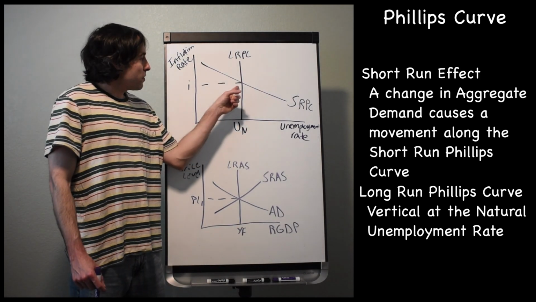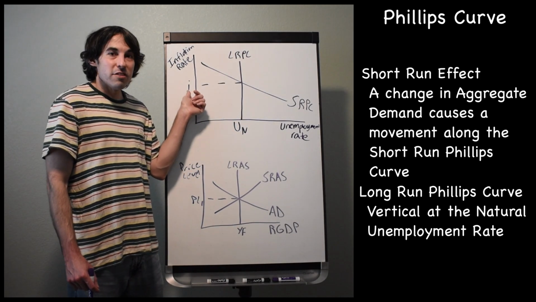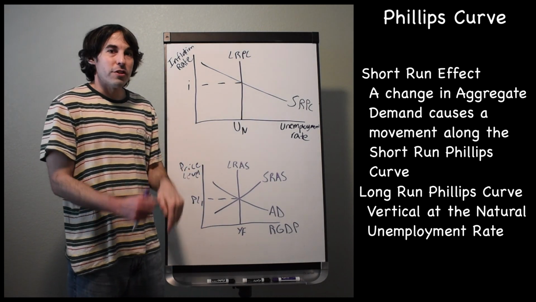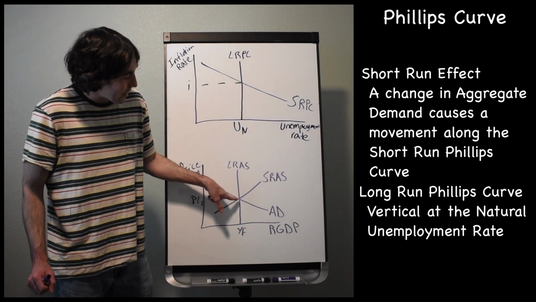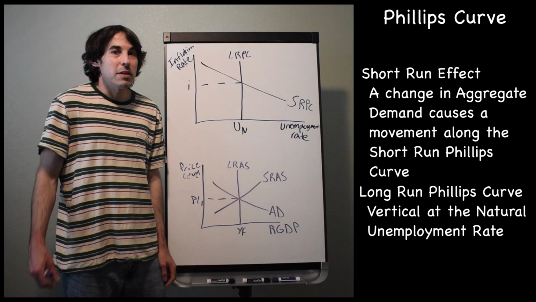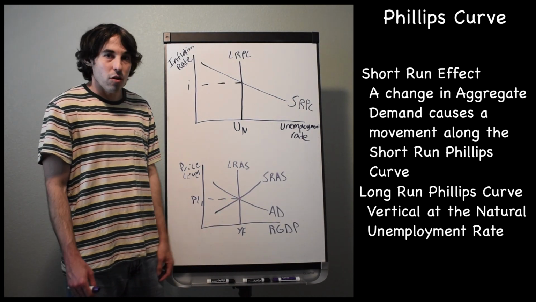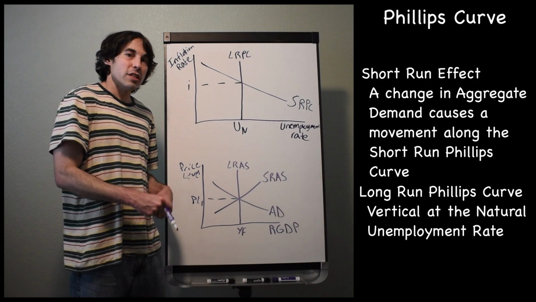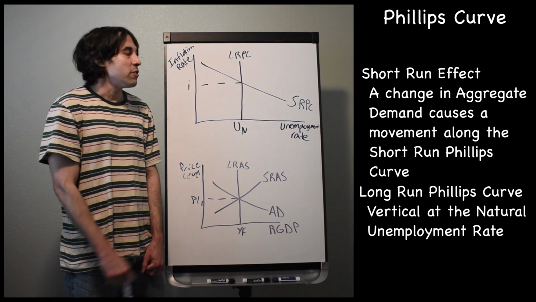The short-run Phillips curve itself represents the expected inflation rate. So when we're right here at the intersection of the short-run Phillips curve and the long-run Phillips curve, we are at the natural rate of unemployment at our expected inflation rate. So basically long-run equilibrium. Now let's recall real quick what it looks like if there's a short-run change or a long-run change to the Phillips curve.